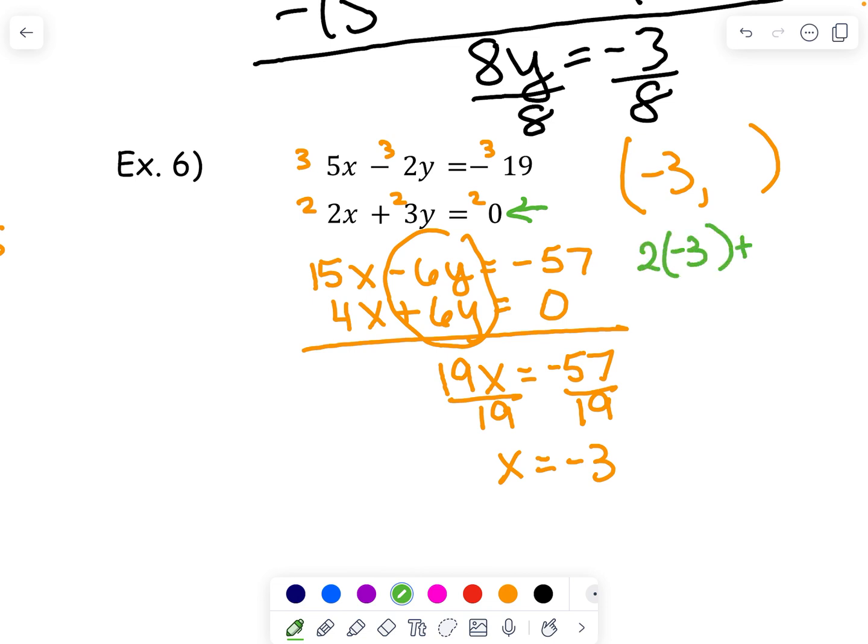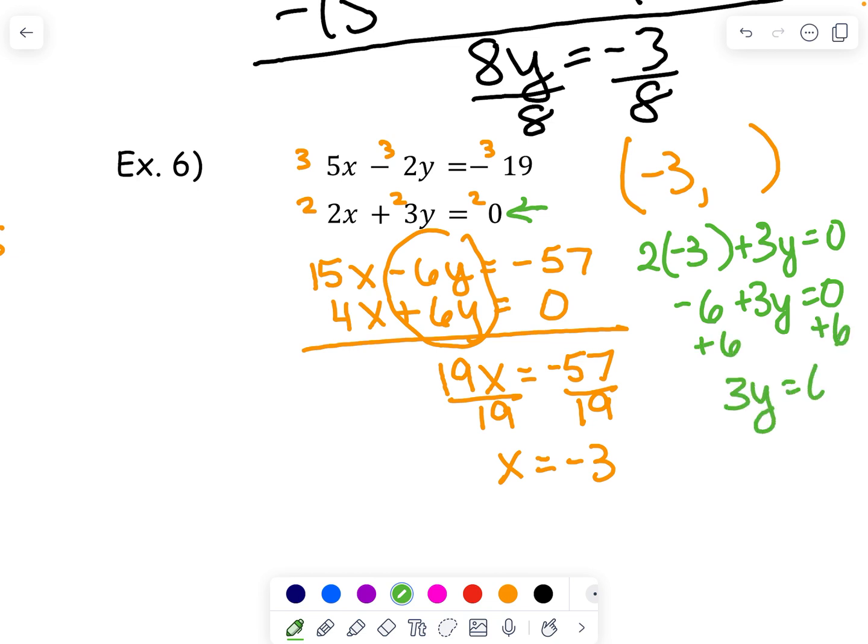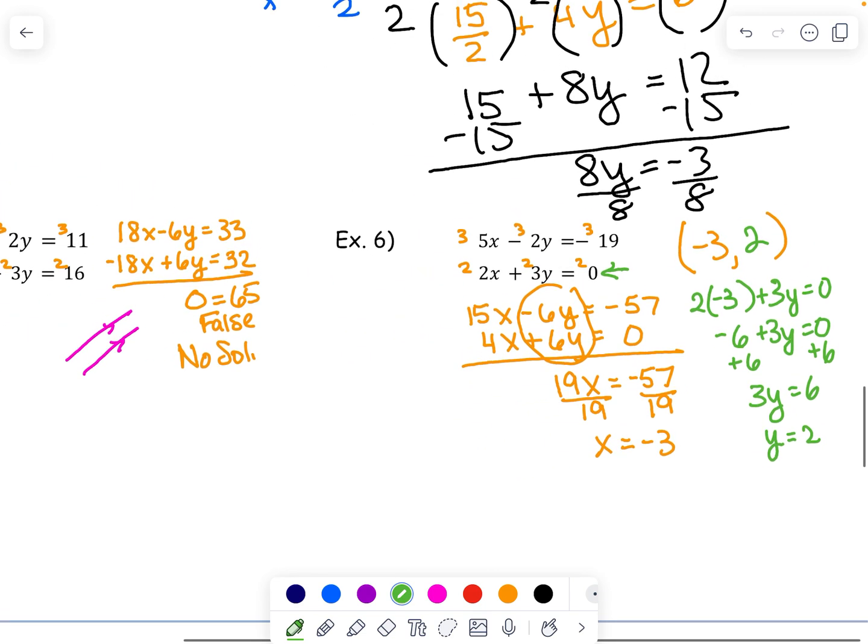2 times our negative 3 plus 3y is equal to 0. Negative 6 plus 3y is equal to 0. And when you add 6 to both sides, you'll get 3y equals 6 or y equals 2. And there you go. It is going to be consistent and independent because these two lines are going to hit each other at a point.